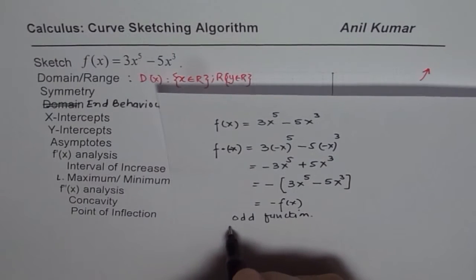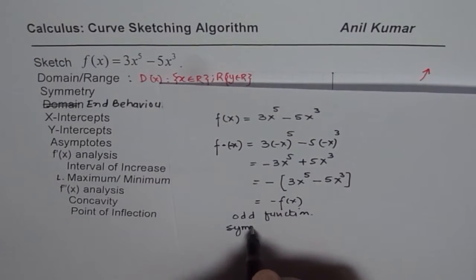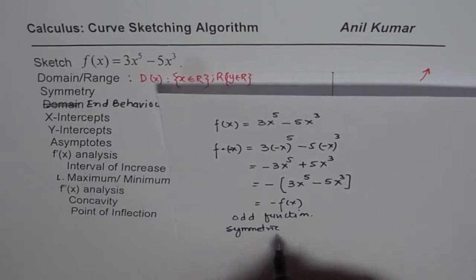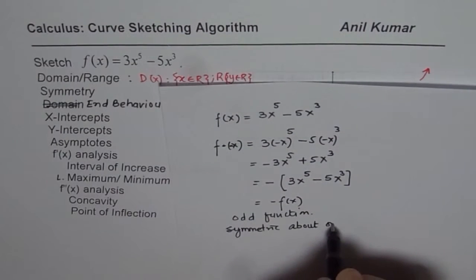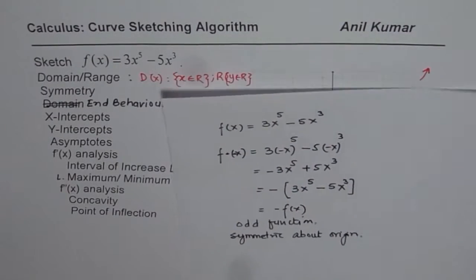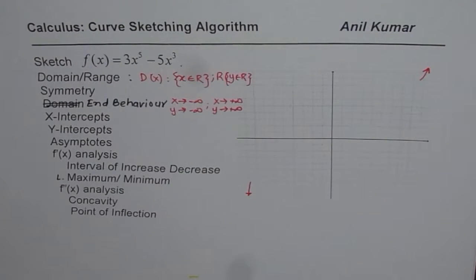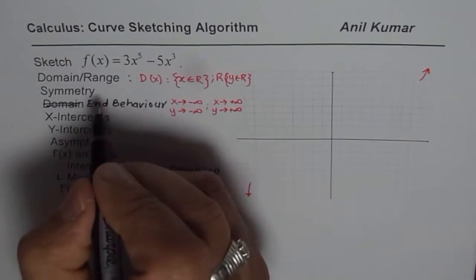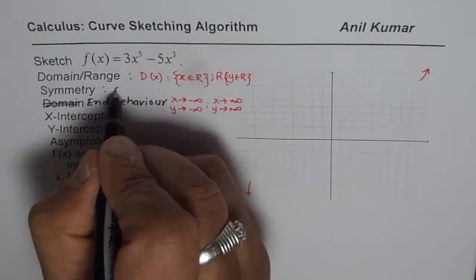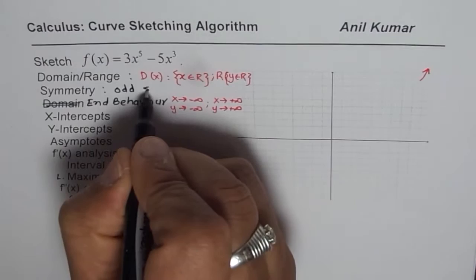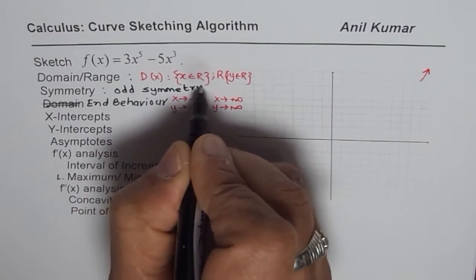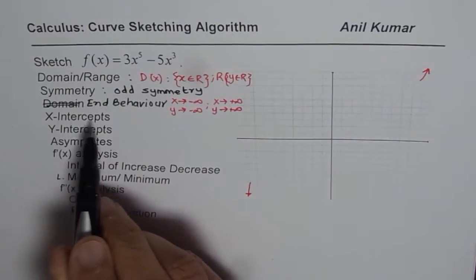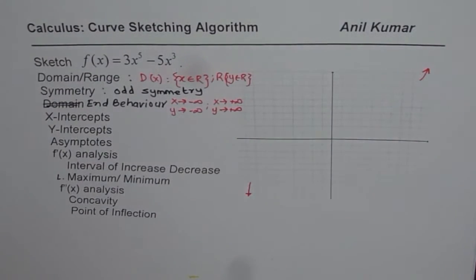Odd function is symmetric about what? It is symmetric about the origin, right? It's a point symmetry, symmetric about the origin. So that is the information about symmetry. Let us fill it in here. So we found that this has odd symmetry. Okay. Let's continue to find x-intercepts and y-intercept.